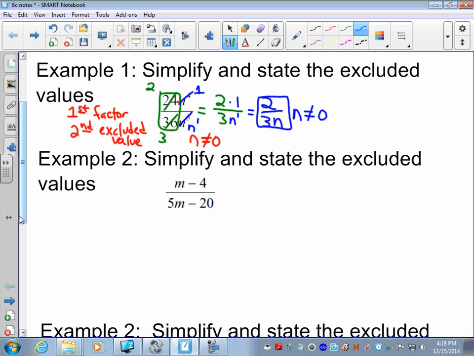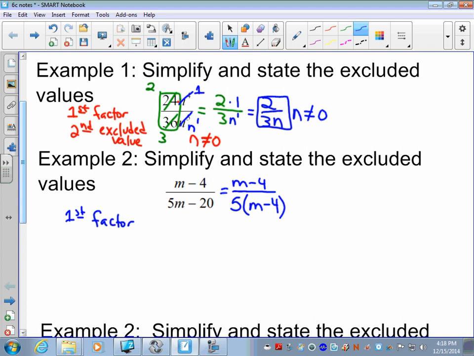Example 2, now we have to simplify and state the excluded values. Now we have a binomial in the numerator divided by another binomial in the denominator. So the first thing we should do is factor. For the numerator, there's nothing to factor. For the denominator, we have 5m minus 20. We could take out the GCF, the greatest common factor, and we bring out 5. We're going to be left with 5 times m minus 4.